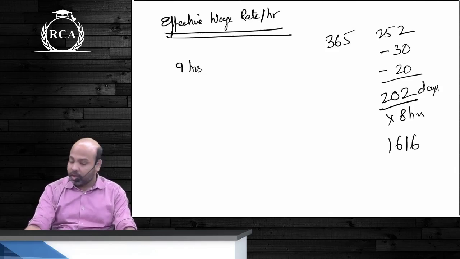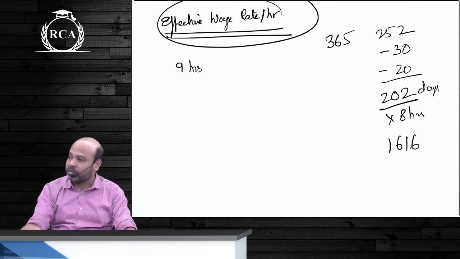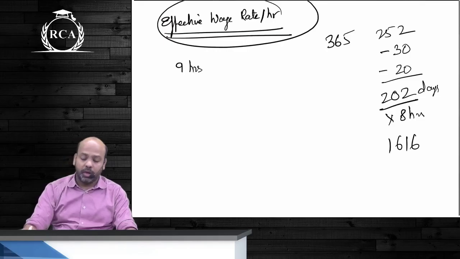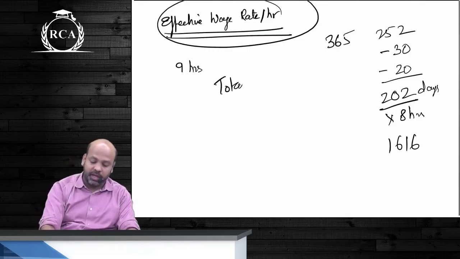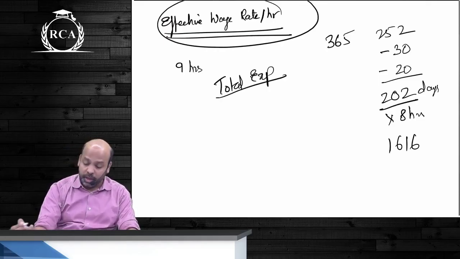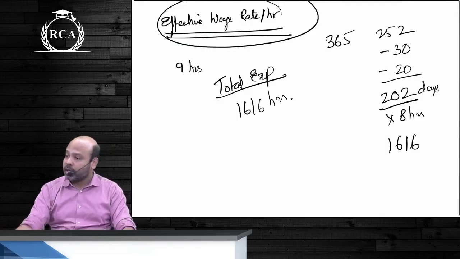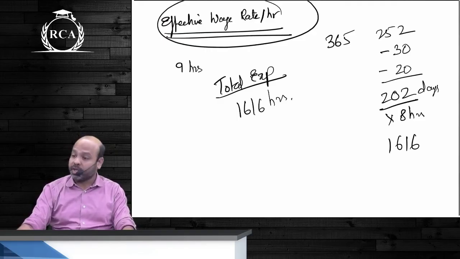1616. Effective wage rate per hour, guys, will be after deducting all of these normal losses. Whatever total expenditure that we are incurring in respect of an employee will be divided by the effective number of hours for which an employee is supposed to work in a year. That will become the rate of wage allocation.